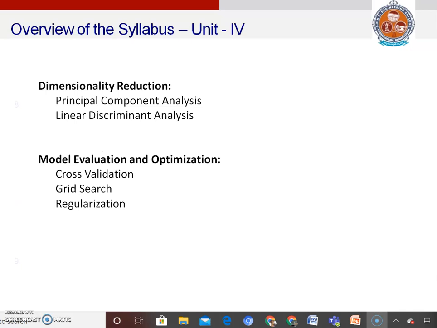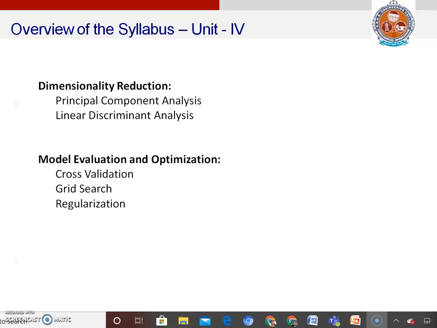In Unit 4, we are going to discuss dimensionality reduction in applications or domains which contain a large number of features. Feature reduction or dimensionality reduction is very important in order to improve the efficiency and effectiveness of machine learning algorithms. So we discuss in detail two important dimensionality reduction techniques called principal component analysis and linear discriminant analysis. Principal component analysis is an unsupervised dimensionality reduction technique, whereas linear discriminant analysis is a supervised dimensionality reduction technique.